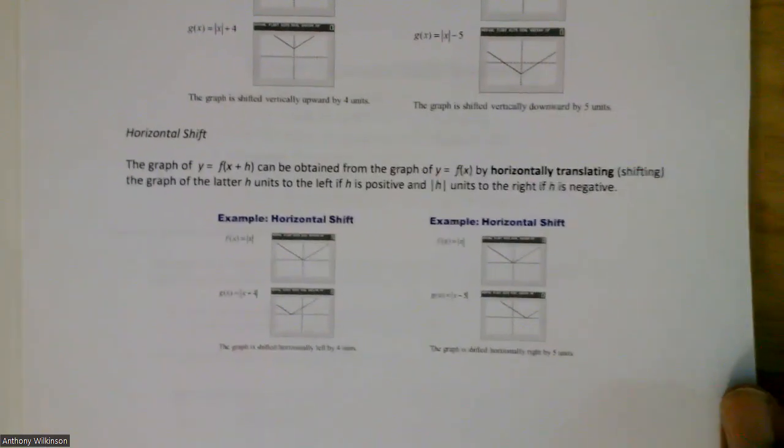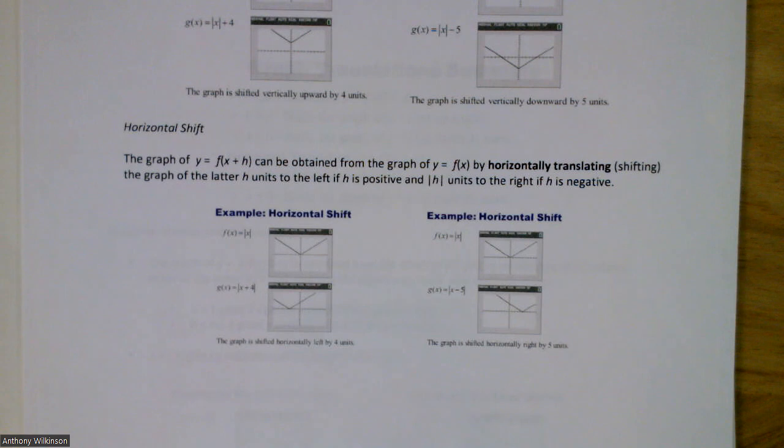Now, as for the horizontal shift, the graph of y equals f of, in parentheses, x plus h can be obtained from the graph of y equals f of x by horizontally shifting or horizontally translating the graph of the latter h units to the left if h is positive, and the absolute value of h units to the right if h is negative.